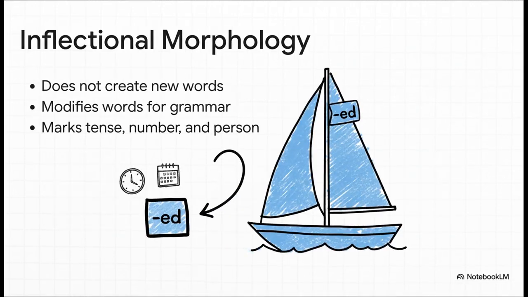And on the other hand, you've got inflectional morphology. This type doesn't create new words at all. It just inflects, or modifies, an existing word so that it fits the rules of grammar. Sail and sailed are the same core verb. That ed just tells you it happened in the past. It's a grammatical tweak, not a whole new entry in the dictionary.